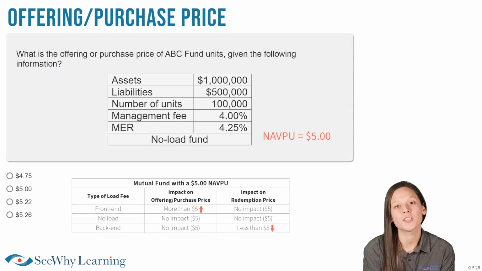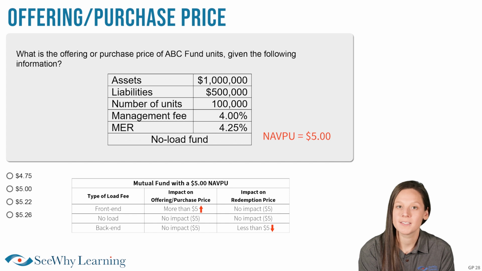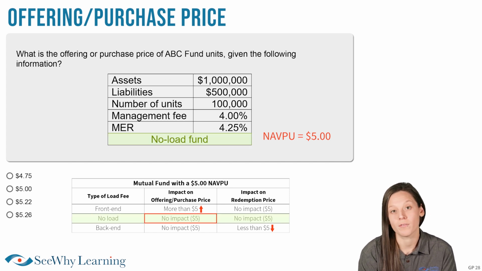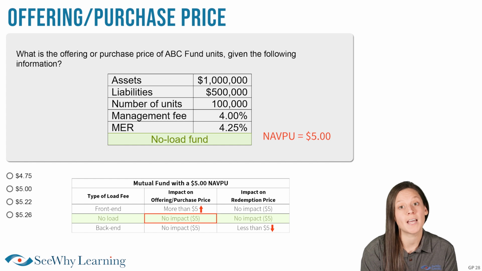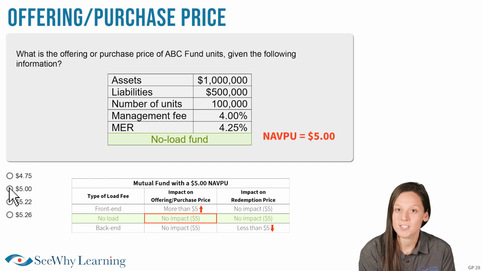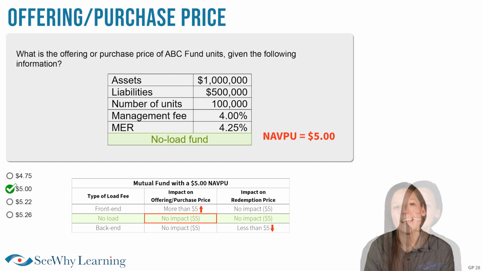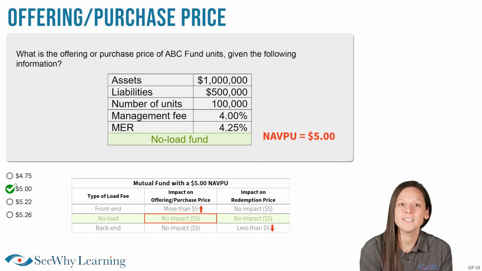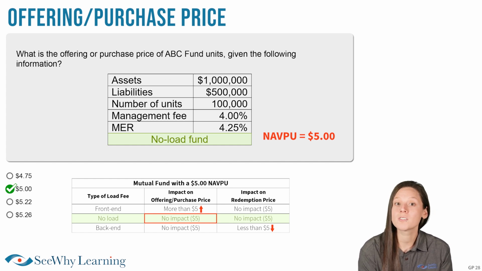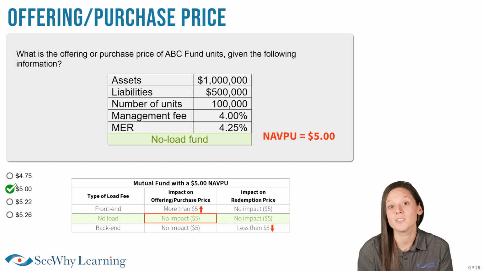Let's circle back to the question with this completed table in mind. A quick glance at the table and we can see that it would have no impact on the offering price. So it would be equal to the NAVPU of $5. So let's go ahead and select that answer. And we're correct! In this question, we got lucky and didn't have to specifically calculate the offering price. In other questions, depending on the scenario, you will have to. Don't worry though, you'll be exposed to those type of questions as you progress through your studies, and trust me, practice does make perfect.